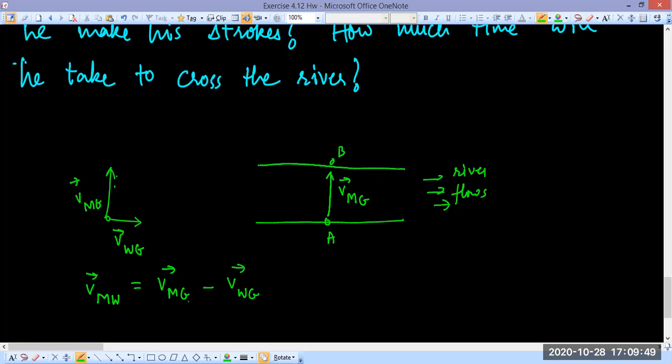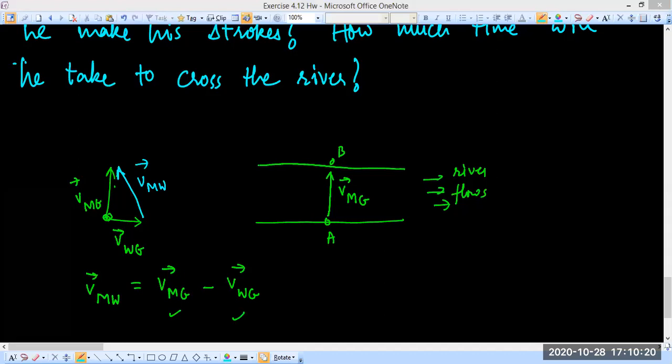Now clearly this is a subtraction, and to draw subtraction in a vector diagram, we need to have the two vectors joined by their tail. Are they? Yes, they are joined by the tail. So now the Vmw vector will be in this direction, right? The Vmw vector is in that direction. So if you draw it here, it will be like this.